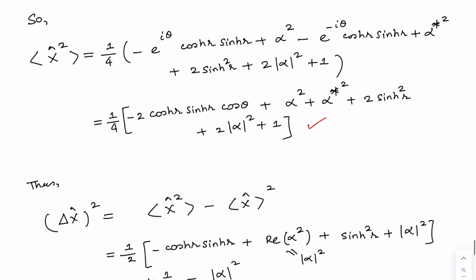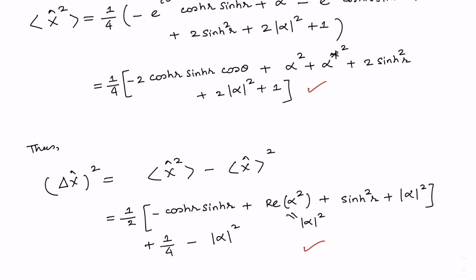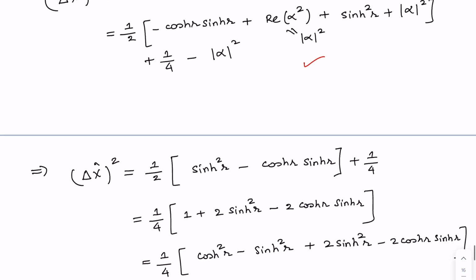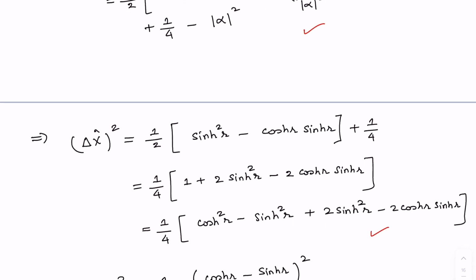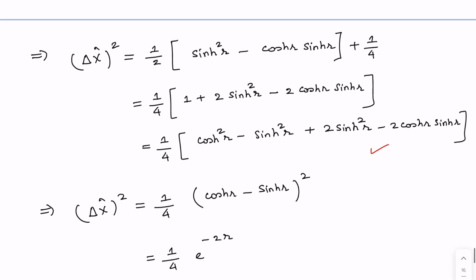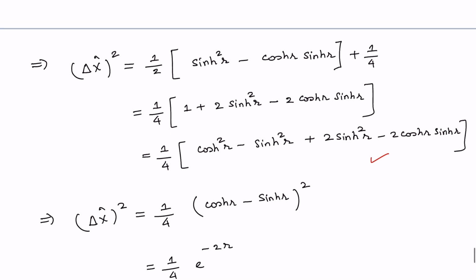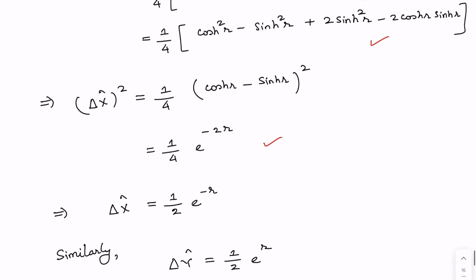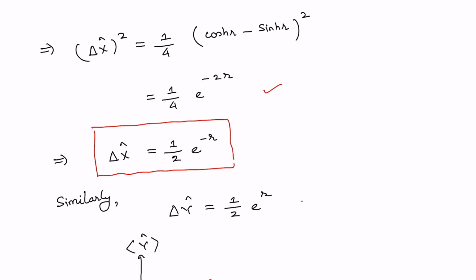Then if you do the algebra, this is the final term you are going to get, and after simplification you are going to get this expression, and eventually that is going to give you that the variance in the quadrature operator for the coherent squeezed state, as for the squeezed vacuum state, is 1 by 4 e to the power minus 2r, and the standard deviation in the quadrature operator x is this, and in fact you can see that this is actually the same as that of the case of squeezed vacuum state as well, and a similar expression you can get for the y quadrature as well, that is 1 half e to the power r.